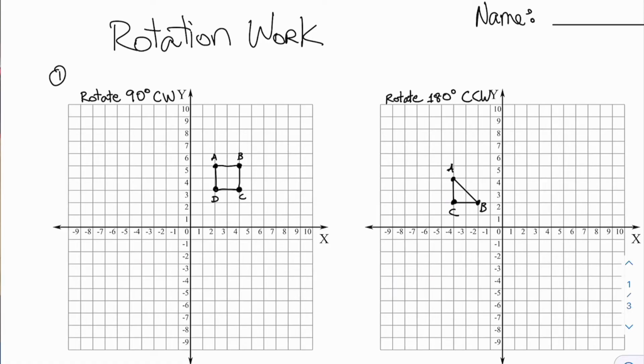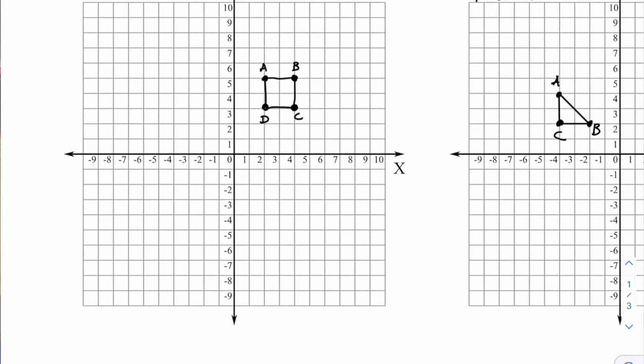Alright, this video is going to be on rotations once again. In this video we're going to rotate shapes around the origin on the Cartesian plane. So now we're going to have multiple points that we're rotating. So if I'm rotating this, I need to know three things: the direction of the rotation, the degrees of the rotation, and where the point of rotation is.